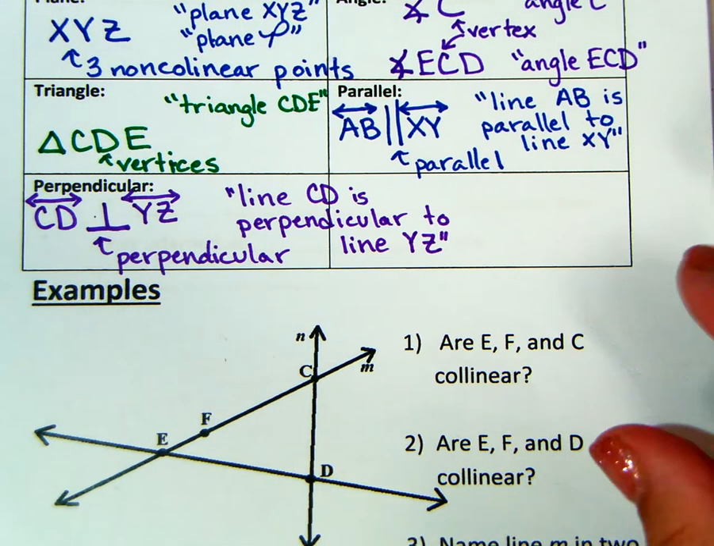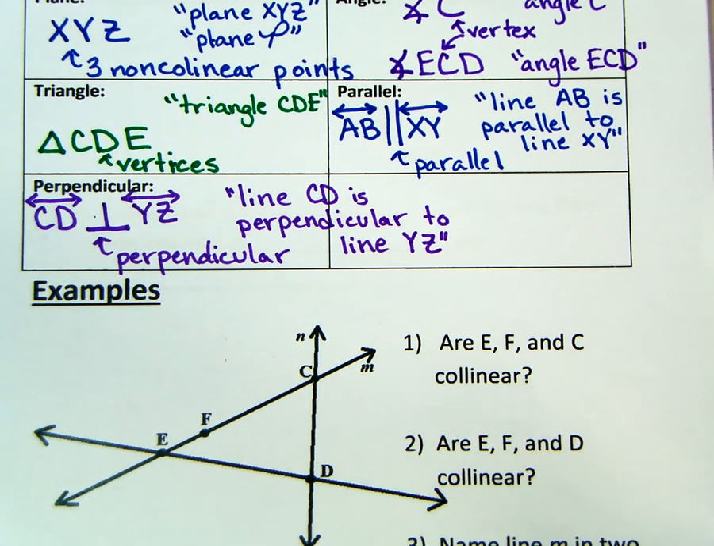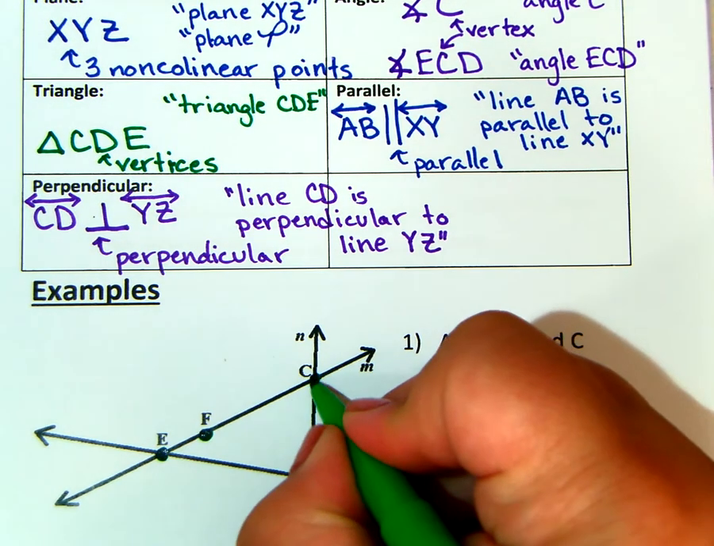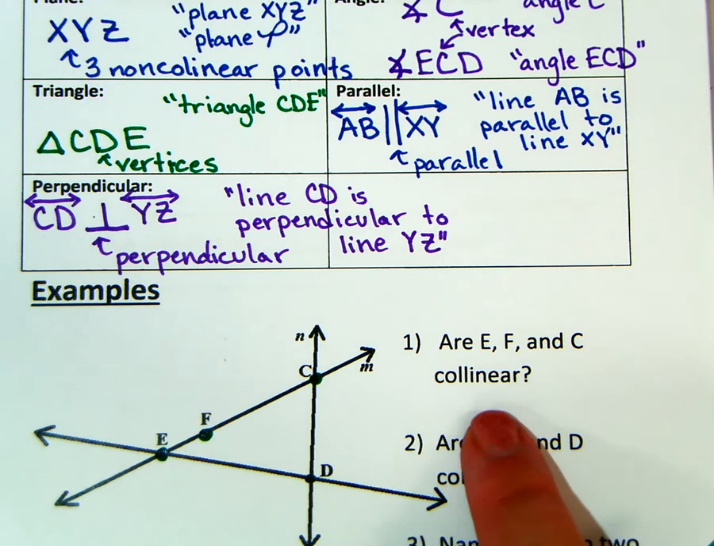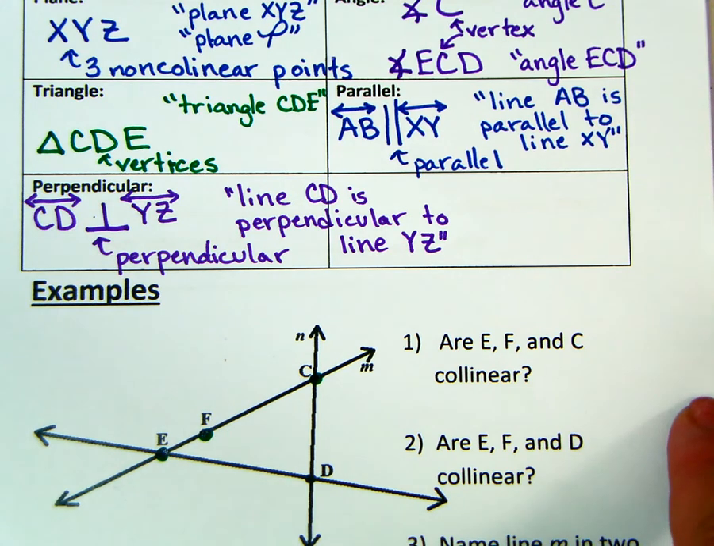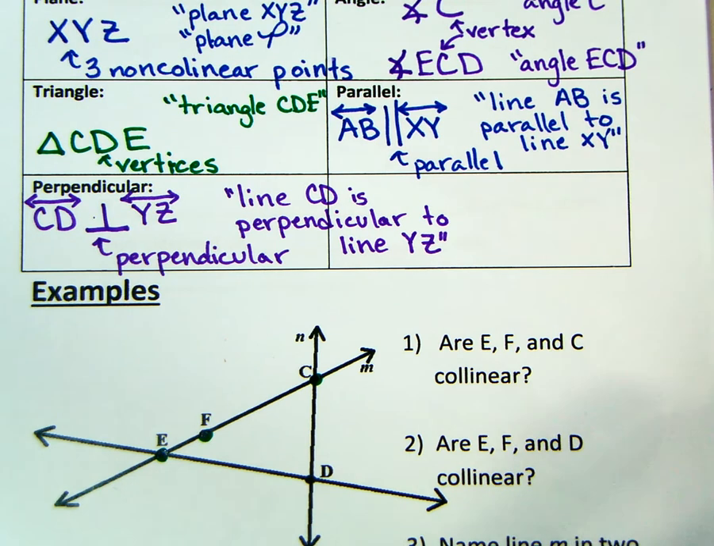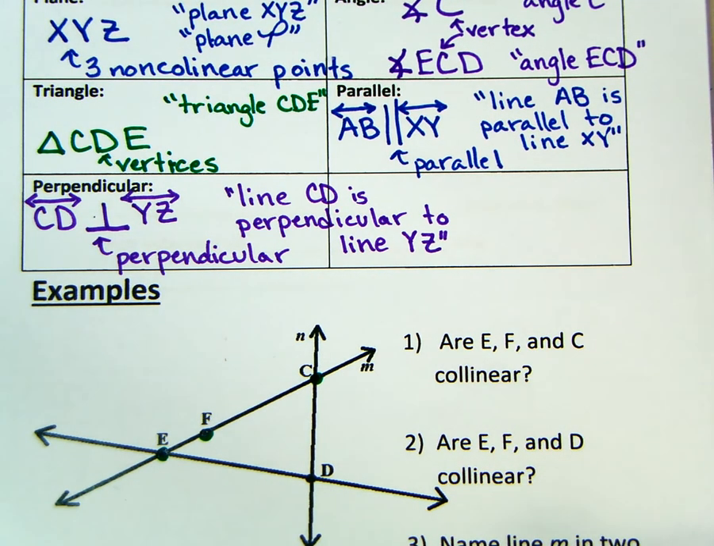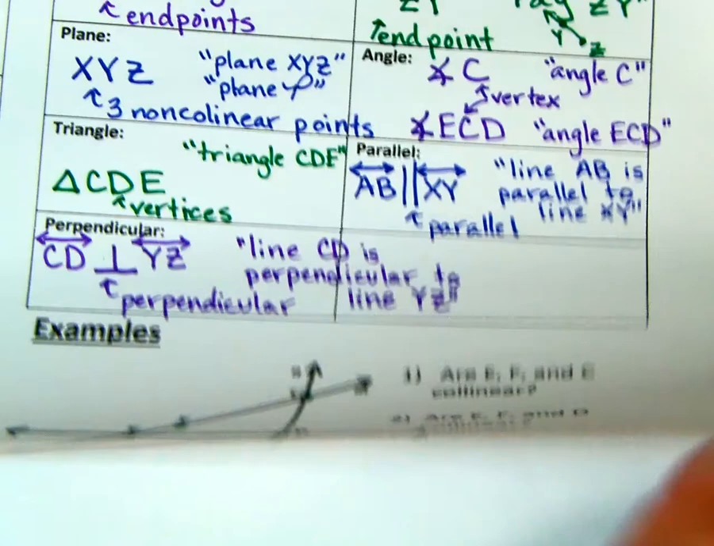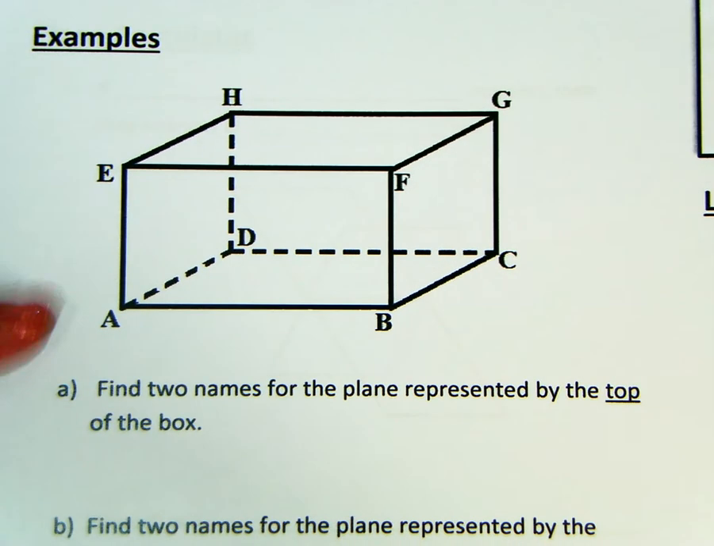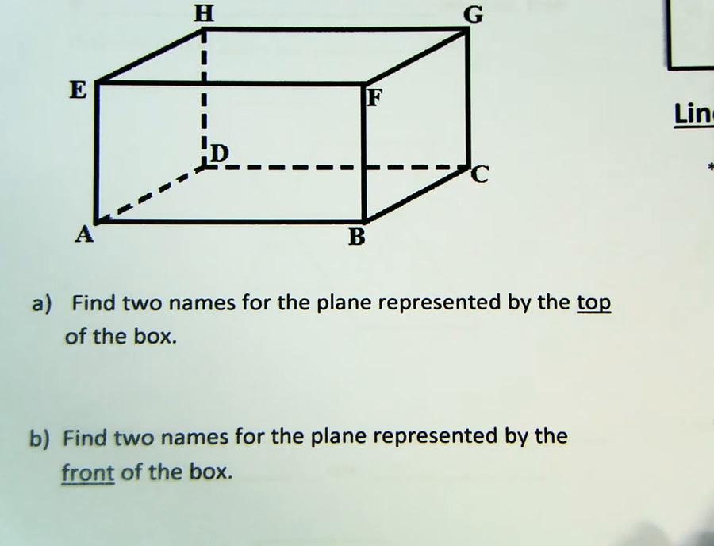There are two examples here that you need to go in and look at. The example here is asking, are E, F, and C collinear? If they are, you would write, yes, E, F, and C are collinear. And if they're not, you would write, no, E, F, and C are non-collinear. So you have to answer each one of these questions, and also the questions for this example, showing the box and answering A through E.